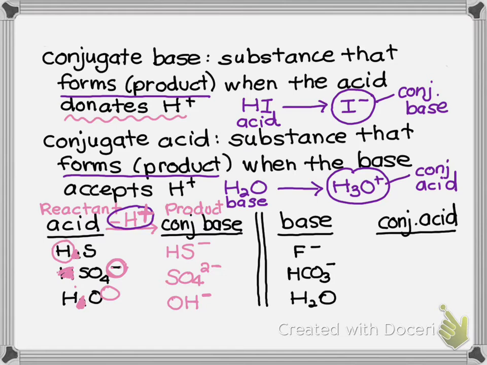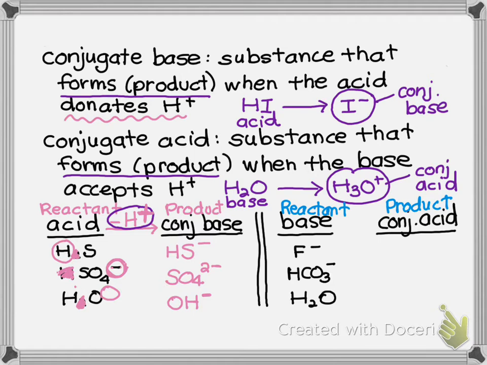And every time you take away a positive, you leave a negative behind. Now let's look at the bases and see how that works. When I look, it says a conjugate; on this side of the table, there's a base. So this is going to be on my reactant side of the equation, and the conjugate acid is going to be on the product side.